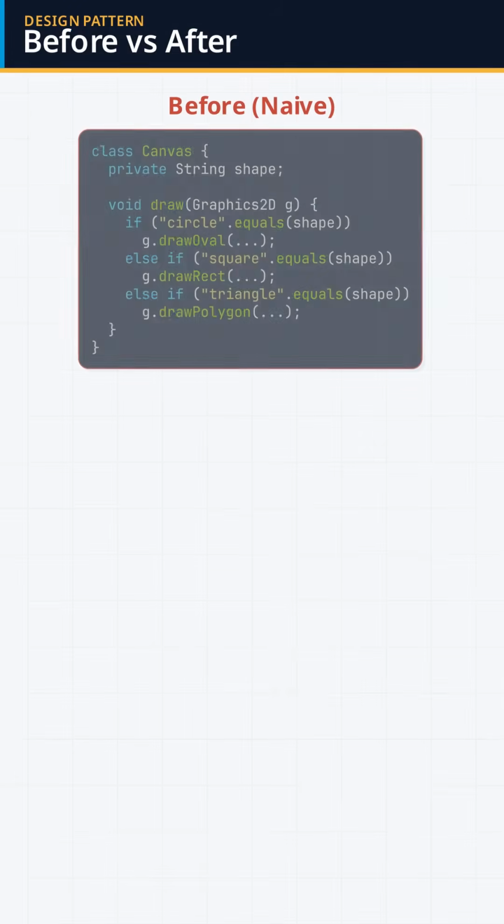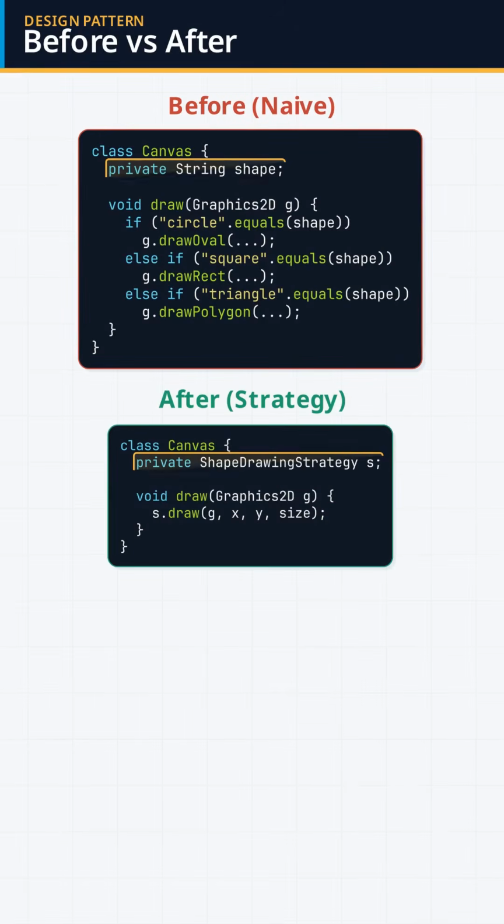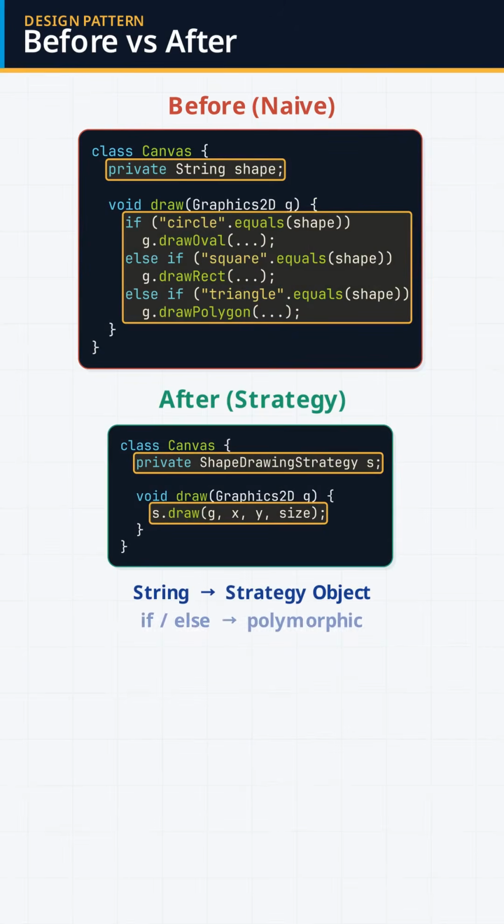Compare the before and after versions. Before refactoring, Canvas stores a string and decides the drawing behavior with if-else logic. After refactoring, Canvas stores a strategy object and delegates the drawing work to it. We replace conditional branching with polymorphism.